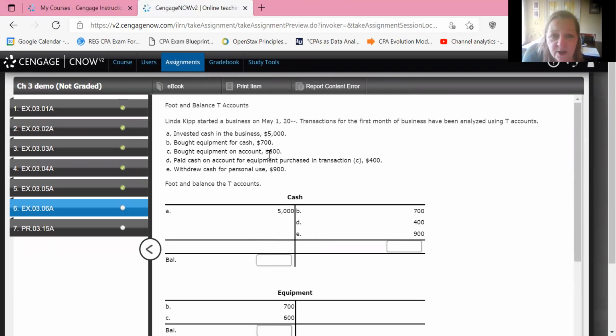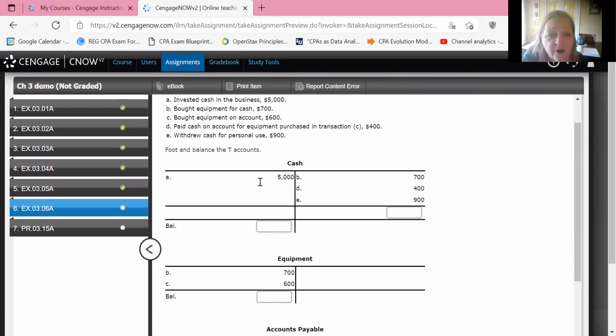Do we need to know what these transactions are in order to do it? No, we already have them posted to the T account. So the only thing required, once you have them posted, is not to go back to the transactions, but just tally up what you already posted. So there's only one entry to the debit side of cash, so we don't have to subtotal it. We need a subtotal for the credits though, because there were 3 entries over here.